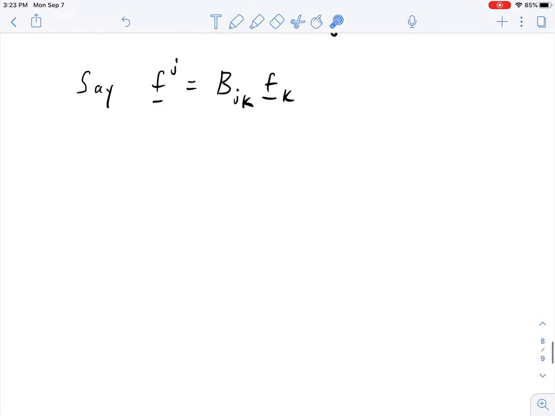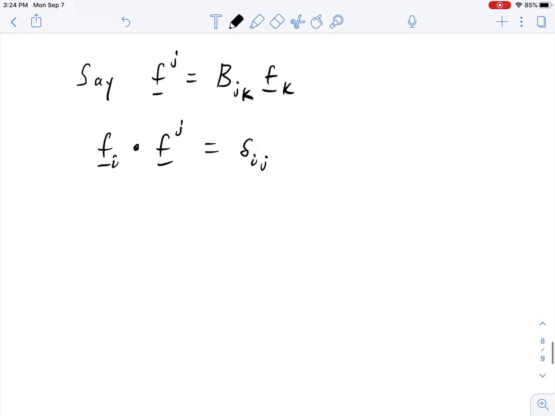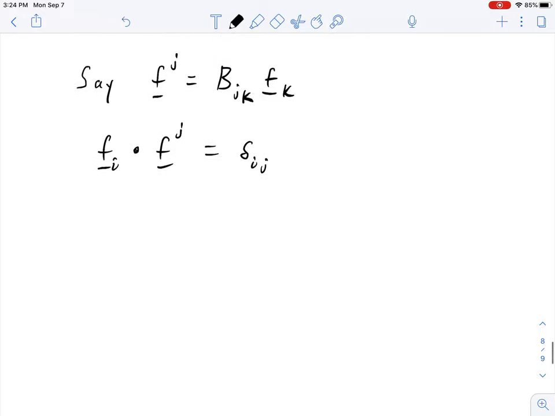From the definition of the reciprocal basis, we have F subscript i, the original basis element, dot F superscript j, the reciprocal basis element, is equal to delta i j. Again, don't pay too much heed to the covariant versus contravariant. So this isn't meaning contravariant, although it is, but the inner product kind of screws with the distinction between the two.